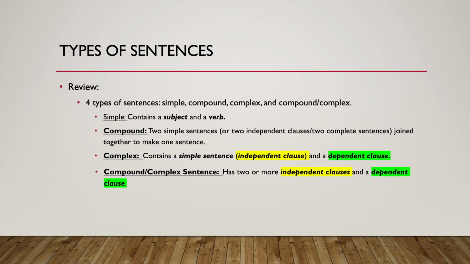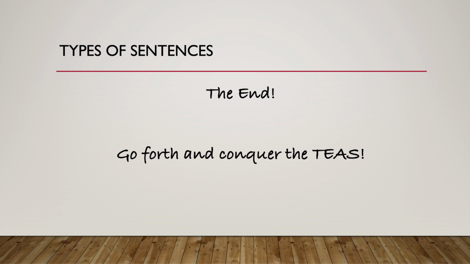As a review, there are 4 types of sentences. A simple sentence I like to refer to as a complete sentence. It contains a subject and a verb. A compound sentence are 2 simple sentences or 2 independent clauses or 2 complete sentences, whatever you're familiar with. 2 of them joined together to make 1 sentence. A complex sentence contains both a simple sentence and a dependent clause. And then last but not least, the compound complex sentence, it has 2 or more independent clauses and a dependent clause. My guess is if that appears on the test, that's going to be a pretty lengthy sentence. Okay? All right, that is the conclusion of this slide.